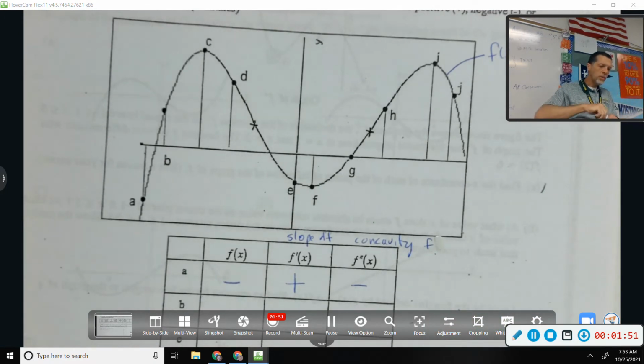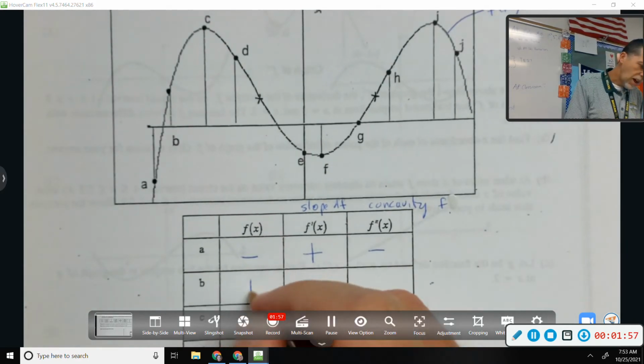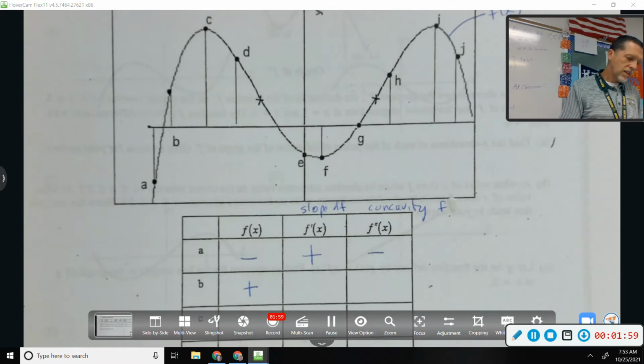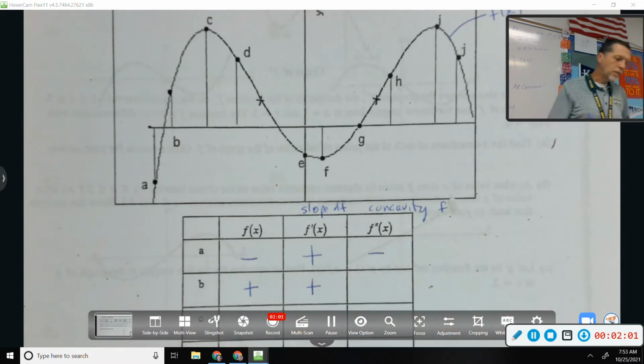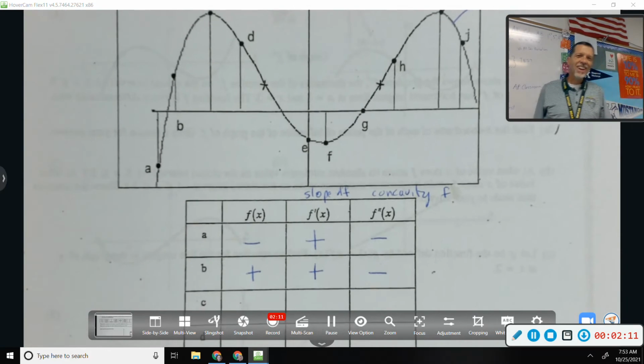All right, at point B, what's f? Positive, negative, or 0? How about f prime? Positive, because the slope is positive, and f double prime? Negative. All right, so okay, we'll do C. Then I'll leave you alone.